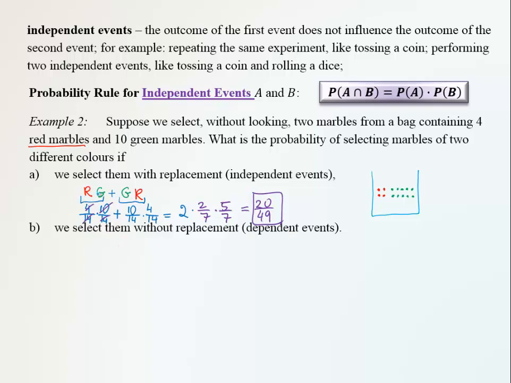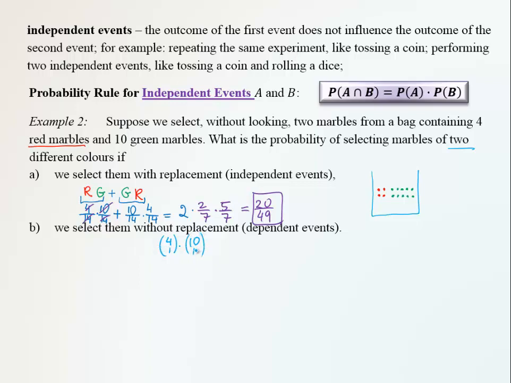We can do the same as before, or we could use the following method. We want to pick 1 green and 1 red for sure, because we want to have 2 different colors. So in how many ways can we pick red out of the 4 reds? That's the number of combinations, 4 choose 1. And then in how many ways can we pick 1 green? That will be 10 choose 1.